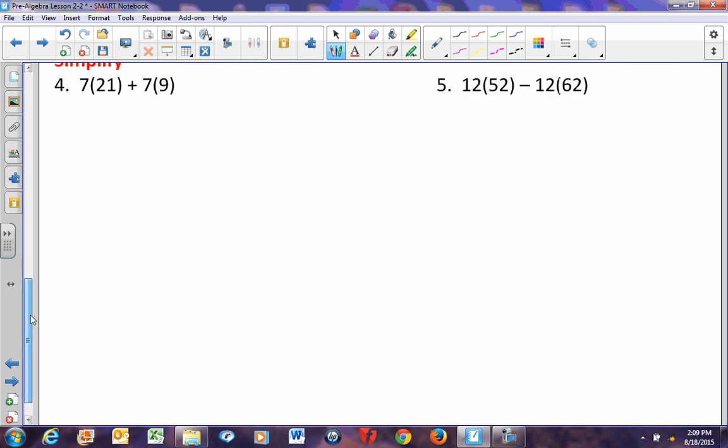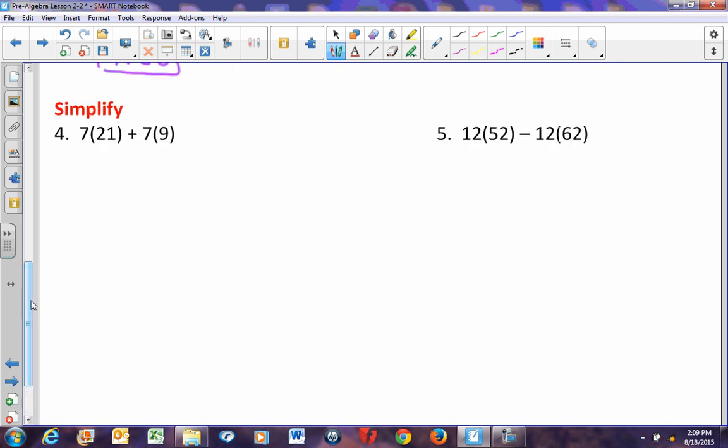Let's go backwards here. We have 7 times 21 plus 7 times 9. I don't know about you, but I don't really want to multiply 7 times 21 and 7 times 9. Since both of these have a multiplication of 7, I'm just going to add 21 plus 9. There's an addition sign right there. 21 and 9 is 30. 7 times 30. 7 times 3 is 21. Add a 0. Very simply done.